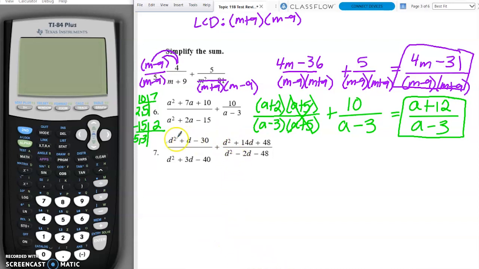We'll go to blue and we will do number 7. Now number 7 looks a little more complicated because we're going to have to factor a whole lot of things, but that's okay. Again, we can possibly cancel some stuff out. So first, I'm going to factor this first fraction, both numerator and denominator.